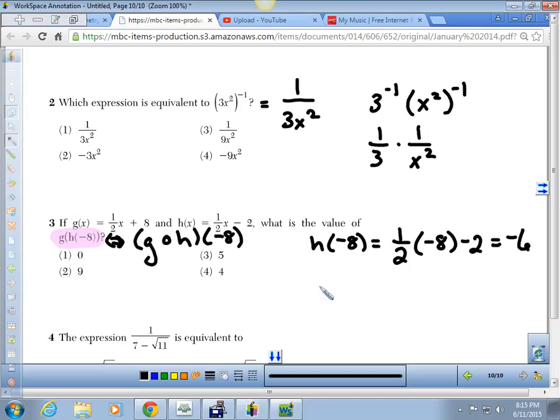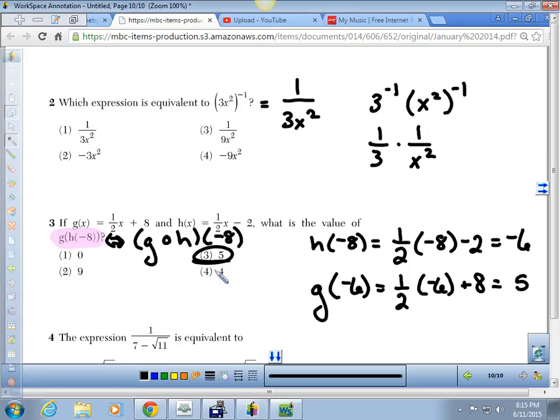And now I'm going into G with what? Negative 6, which is 1/2 of negative 6 plus 8. What's half of negative 6? Plus 8? Positive 5. So what is G parentheses H of negative 8 equal to? 5, choice 3.